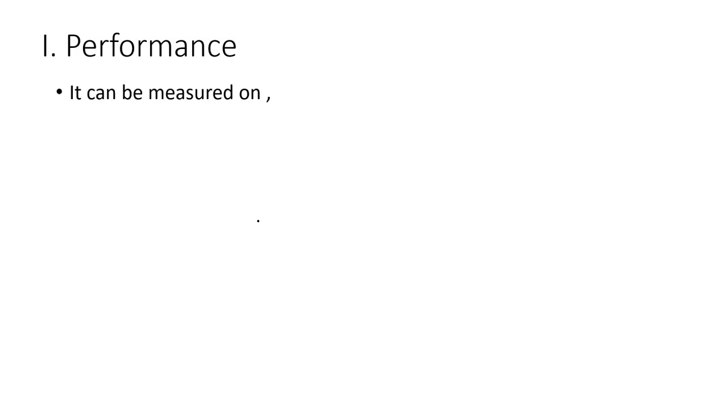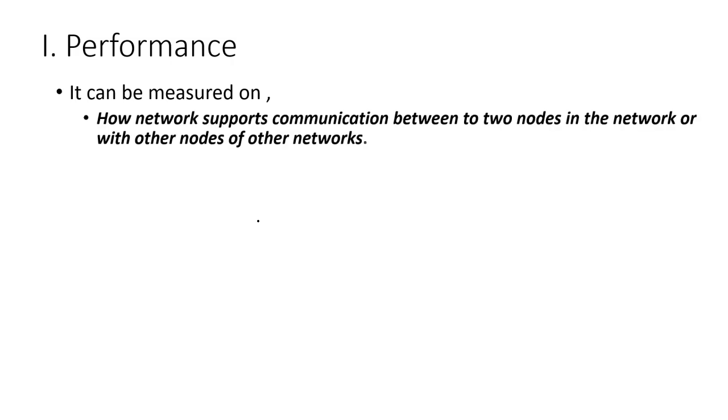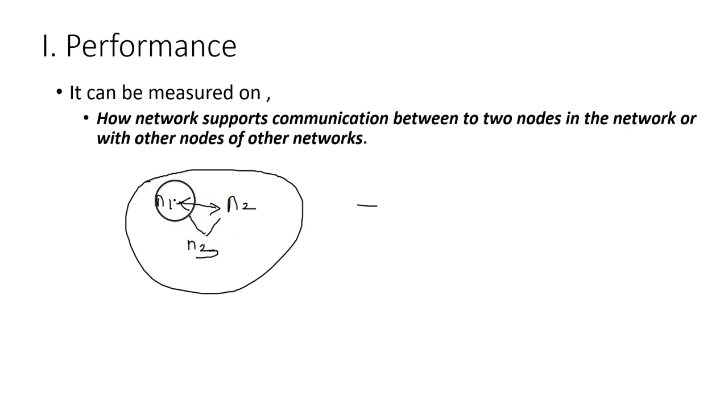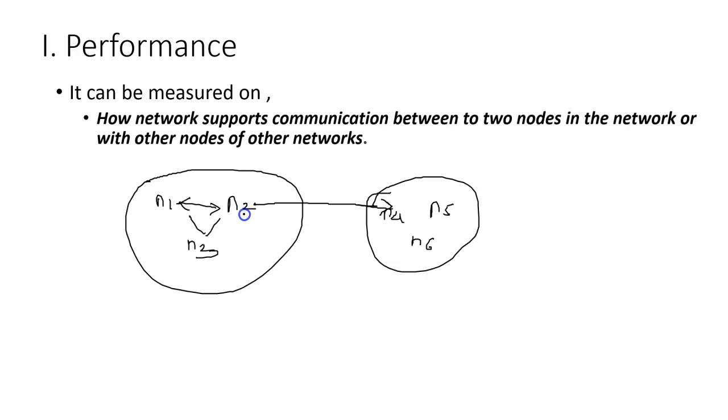First one is performance. This performance can be measured on how network supports communication between two nodes in the network or with other nodes of other network. Let's see, there is one network having three nodes and how this network supports communication amongst these three nodes. We may have another network having three different nodes. This node 2 in one network is connected with node 4 of other network. Then how network supports communication between these two different nodes located in different networks. So that is the performance.